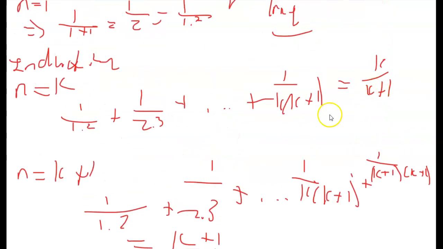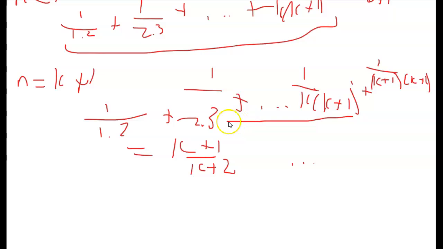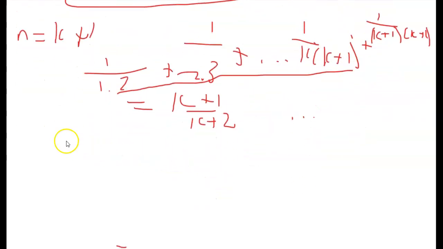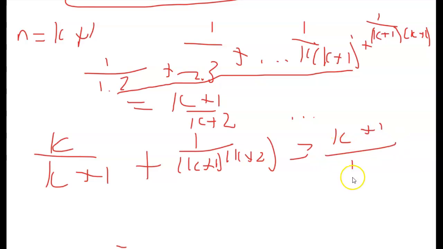Now here's the thing: this whole part over here is equal to k over k plus 1, the exact same as before. So I can replace it, because the whole thing is equal to k over k plus 1. I'm just simplifying it. Plus now I have to do this one, 1 over k plus 1 times k plus 2. And obviously the right side is equal to k plus 1 over k plus 2.